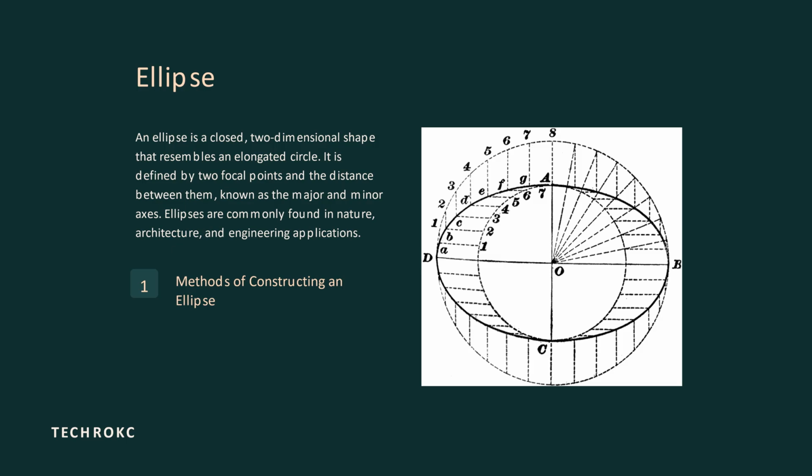The methods of constructing an ellipse are: 1. Focal point method, 2. Auxiliary or concentric circle method, 3. Approximate method. All these will be covered in our videos.